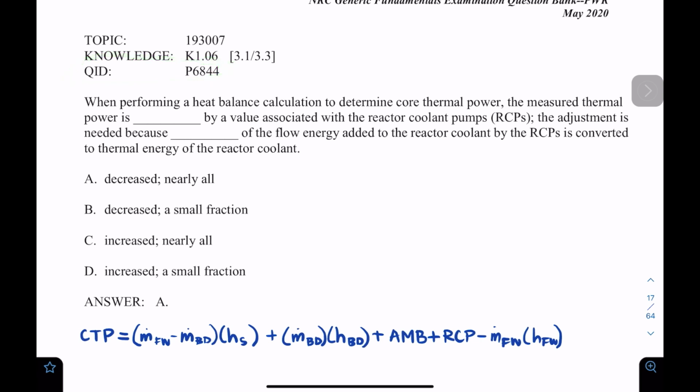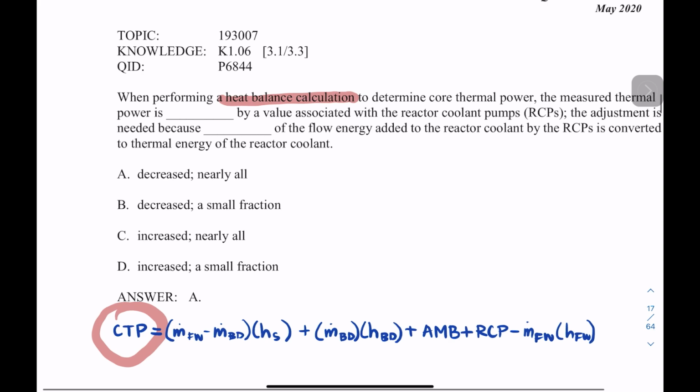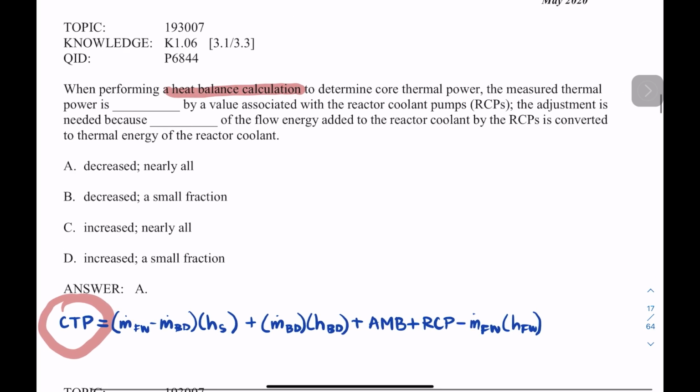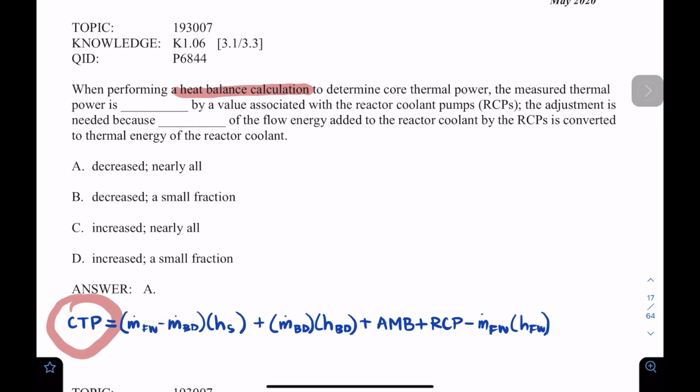This one states that when performing a heat balance calculation, so we're using again a heat balance calculation to determine the core thermal power, right? That's what we're trying to determine. The measured thermal power is, so what is the value associated with the reactor coolant pump?